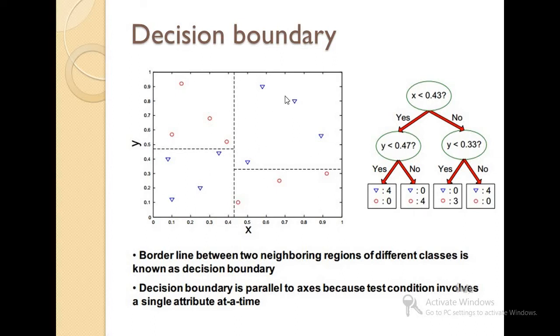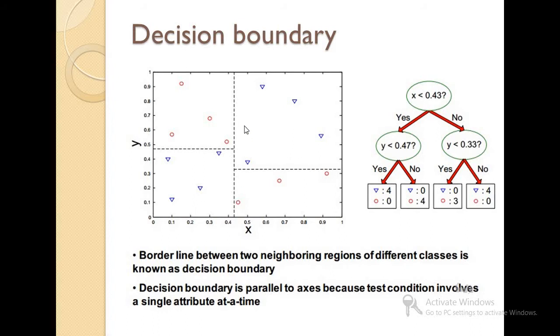If yes, then we have to look at x less than 0.4, and also we have to check whether y is less than 0.47. So we have data of yes and no. If yes, then we have this data. If no, we have this data. If x is not less than 0.43, it means x is greater than 0.3. Then we again check the value of y on the axis.